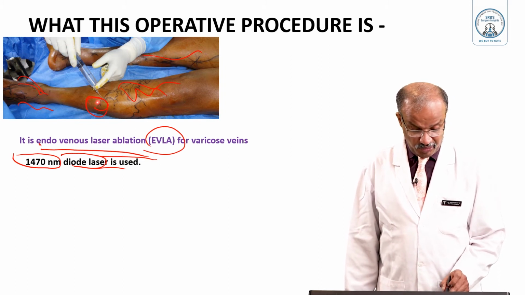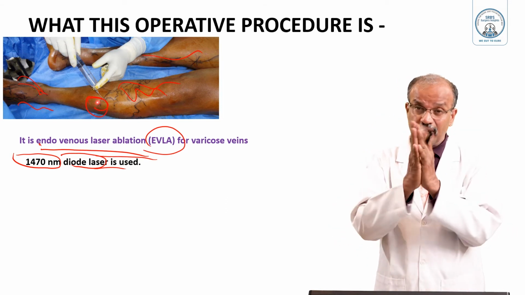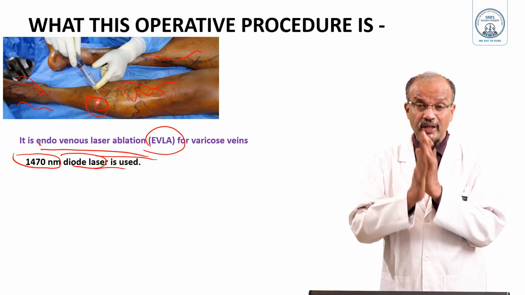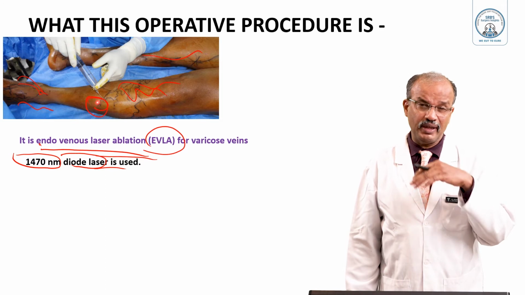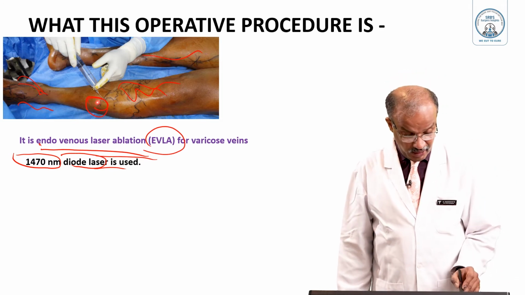Heat energy is used to cause endothelial thermal damage, leading to ablation. So you ablate the major veins: the long saphenous vein, short saphenous vein, and communicating veins. Small venules you may not be able to treat, where you need supportive measures like foam sclerotherapy or avulsion.